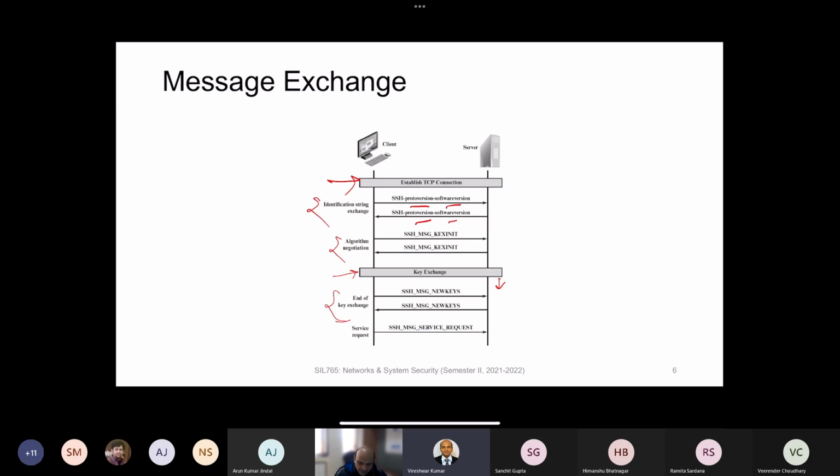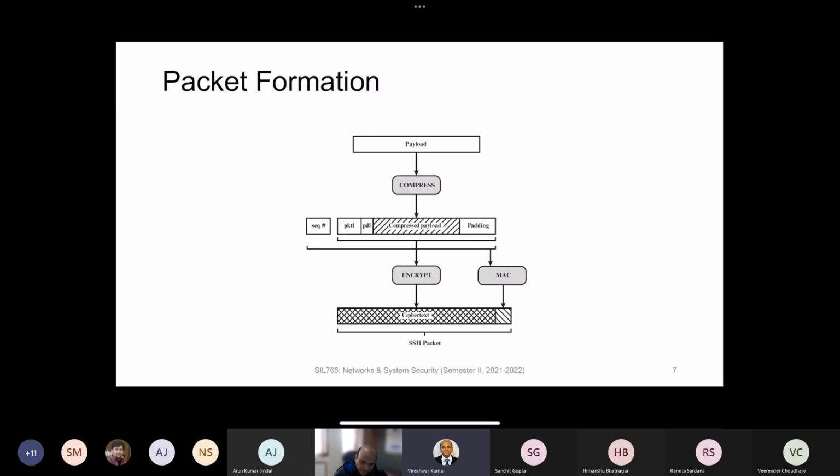And then there are some end of key exchange messages to validate that the key exchange has successfully completed. And then you can start utilizing that secret key, or symmetric key, to start encrypting and authenticating the data. Okay, good. So now, what happens in that last part?